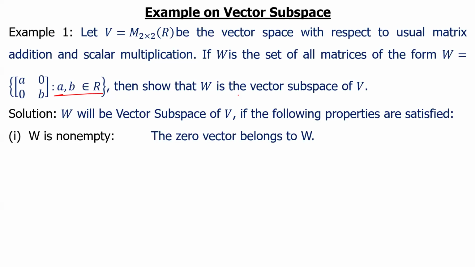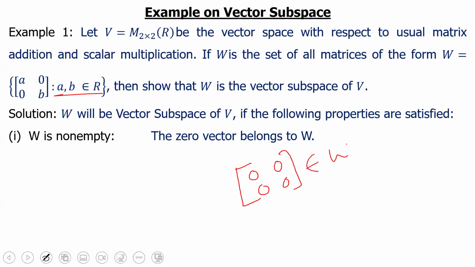First property, W is non-empty. Clearly, the zero vector belongs to W. Since a and b are real numbers, if we take a = b = 0, then the matrix [0 0; 0 0] is also an element of W, and this is nothing but the zero vector of the vector space. So the first property holds.